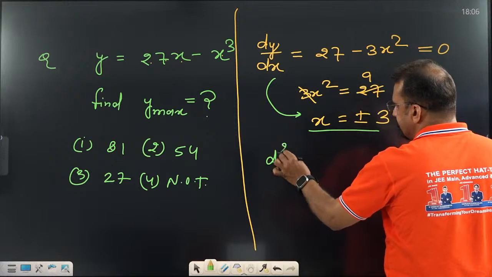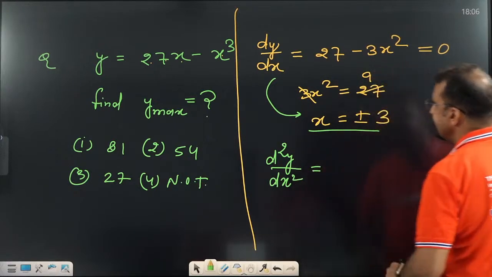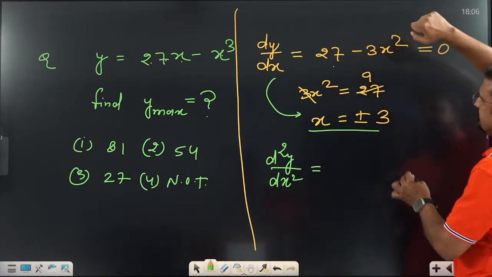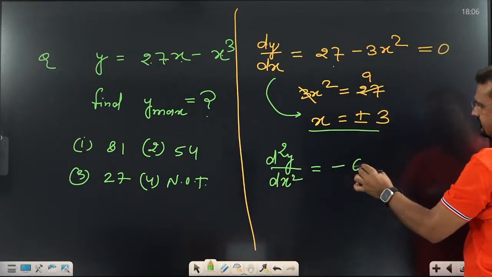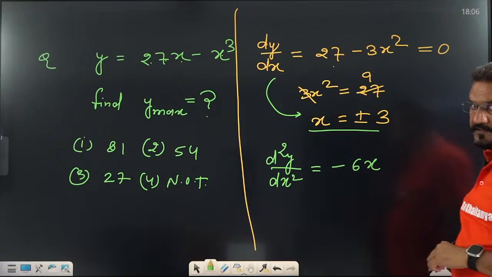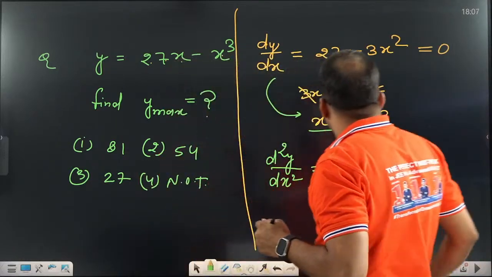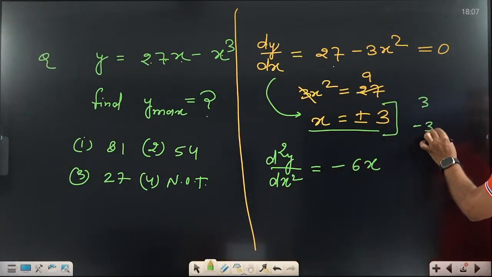Now you find d2y by dx square. What is the d2y by dx square? Differentiate it once again. 27 differentiation is 0, and this is minus 3x square, minus this is 2x, that means minus 6x. Now what is the process? Now put the value of x. We are getting two values of x, plus 3 as well as minus 3.